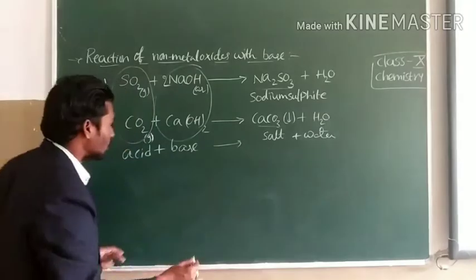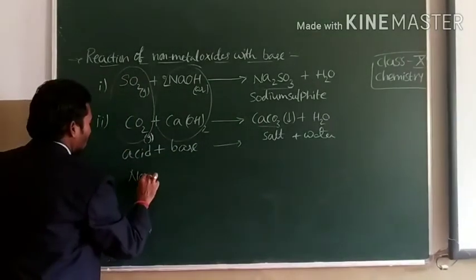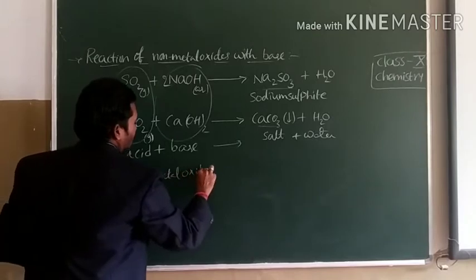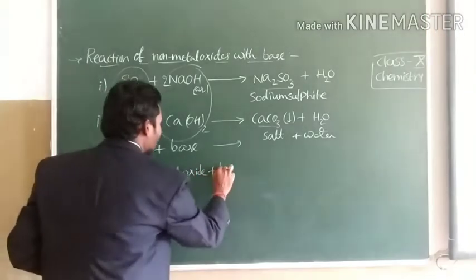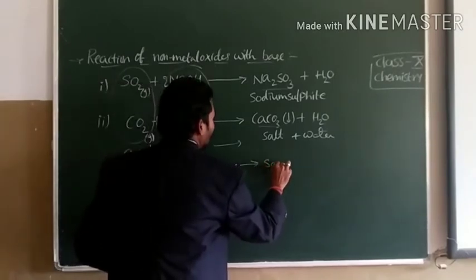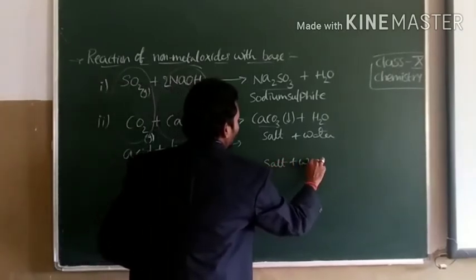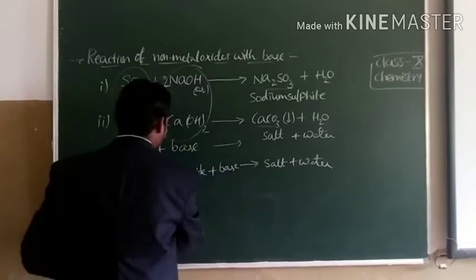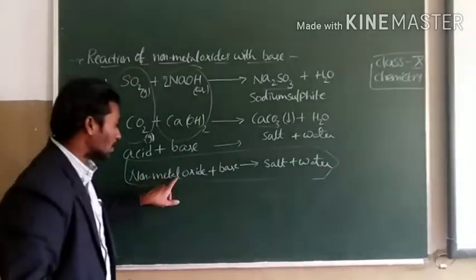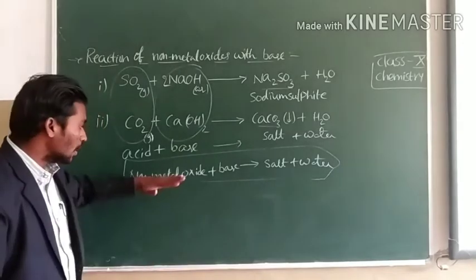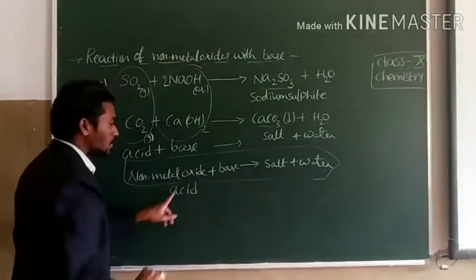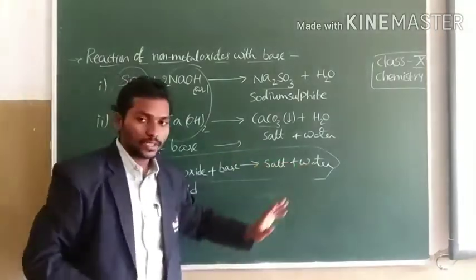That's why the general equation is non-metal oxide plus base gives rise to salt and water. This is the general equation of non-metal oxide and base. That's why non-metal oxides are acidic in nature. So when acid reacts with base, it forms salt and water.